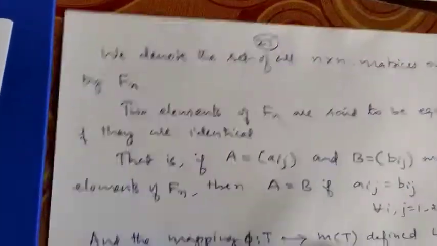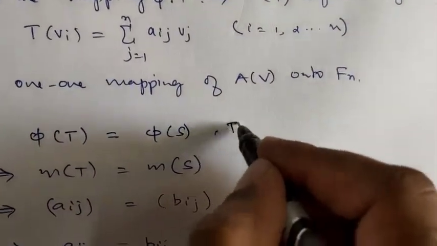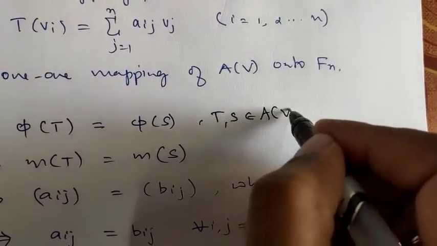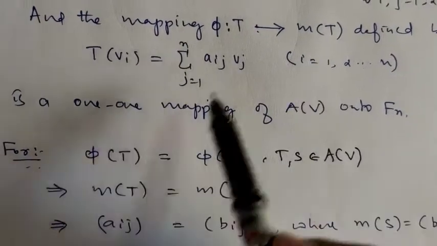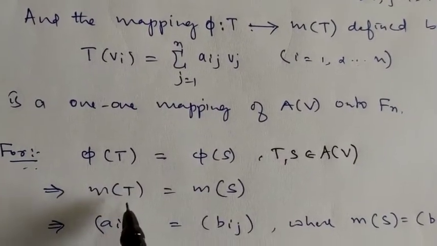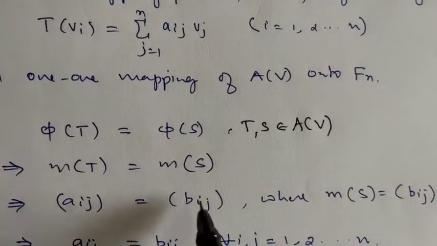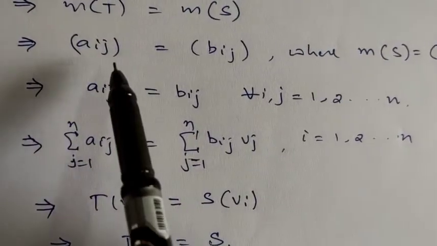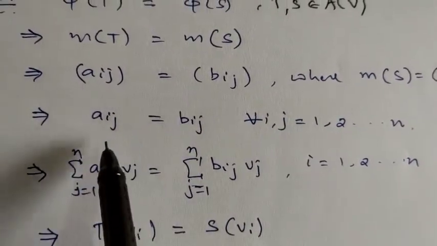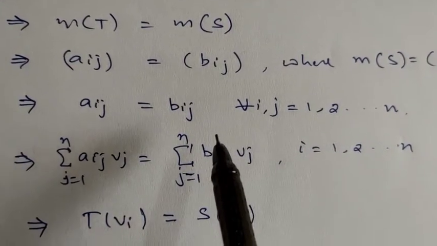Okay, if you want to show this, let's verify. Suppose phi of t is equal to phi of s, where t, s belong to A of V. Then phi of t equal to phi of s means what? Phi maps t to its matrix, so m of t is equal to m of s. Matrix of t is say Aij, and suppose the matrix of s is Bij. This implies the matrix Aij is equal to Bij, meaning each of the terms Aij must be equal to Bij: A11 is equal to B11, A12 is equal to B12, likewise.